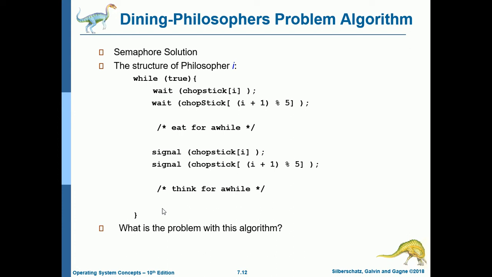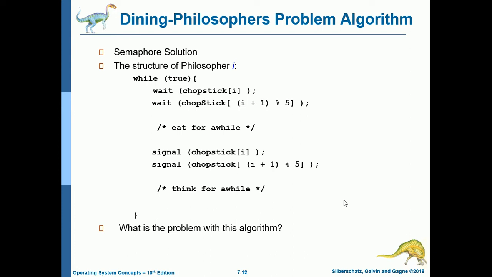So what is the problem with this algorithm? Although this solution guarantees that no two neighbors are eating simultaneously, it nevertheless must be rejected because it could create a deadlock. So how can this have a deadlock with this solution?